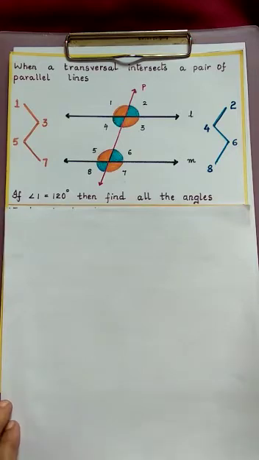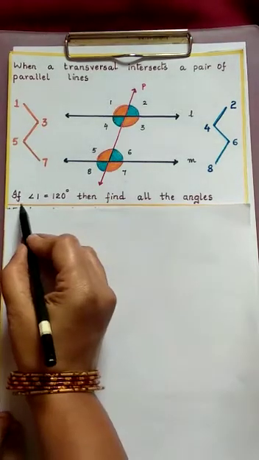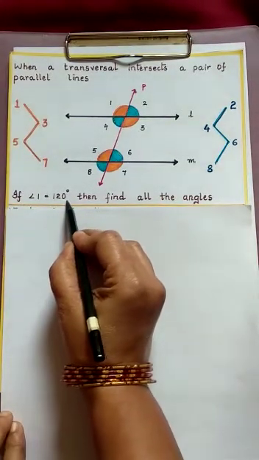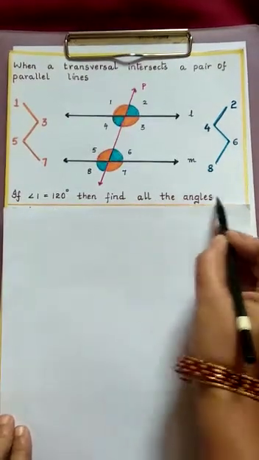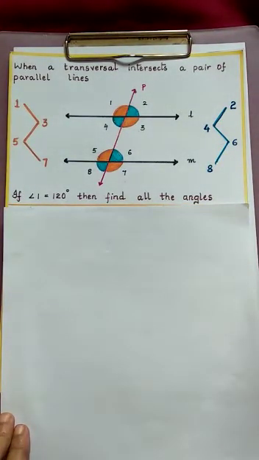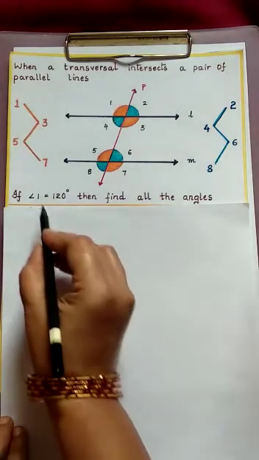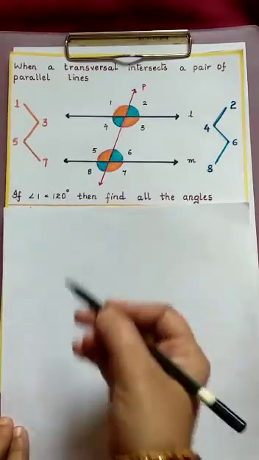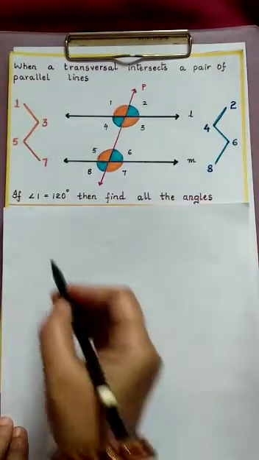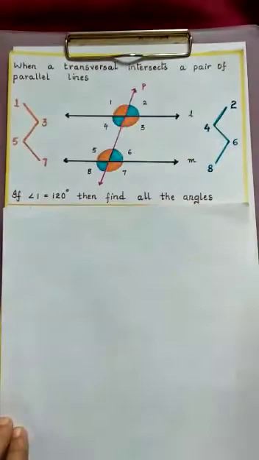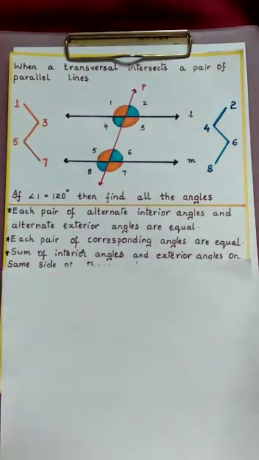Now here is one problem for you. If angle 1 is 120 degrees, then you have to find all the angles without measuring using a protractor. Don't use the protractor. Without measuring, how can we find the remaining angles if one angle is given? Now here the given angle 1 is 120 degrees.